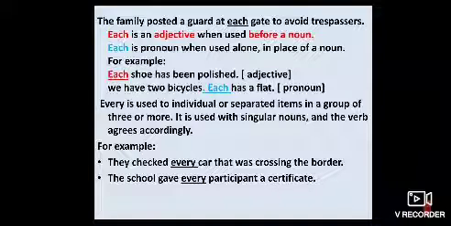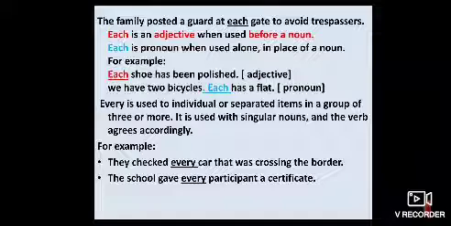Then each is a pronoun when used alone in place of a noun. For example, we have 2 bicycles, each has a bell. Here each is used in place of a noun. After each you can see that a verb is given, has, an auxiliary verb. So here it is not qualifying a noun. Here each is not an adjective but a pronoun.